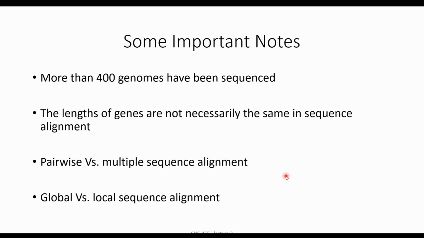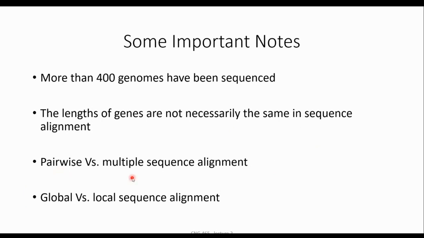And the lengths of genes are not necessarily the same in sequence alignment. So when we compare two different gene sequences or protein sequences, the lengths of them are not necessarily the same. How we can compensate for that using gaps and other methods, we will talk about.